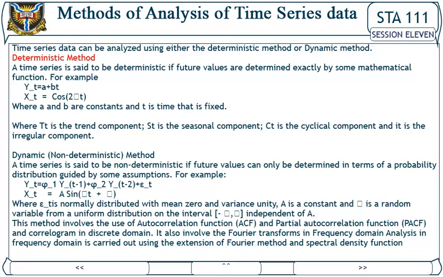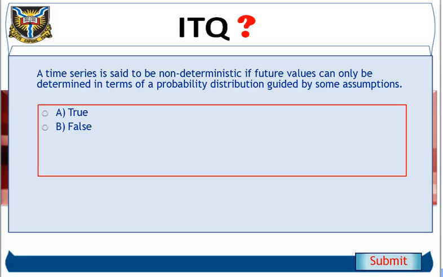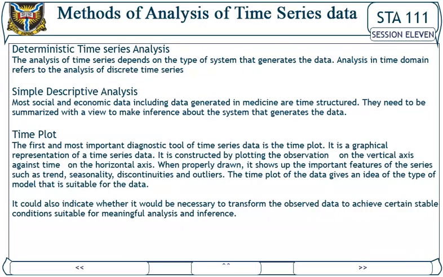If frequency domain is carried out using the extension of Fourier method and spectral density function. In-text question: deterministic time series analysis. The analysis of time series depends on the type of system that generates the data. Analysis in time domain refers to the analysis of discrete time series.